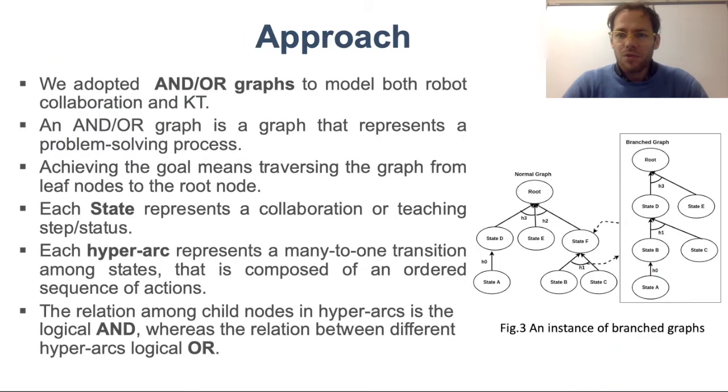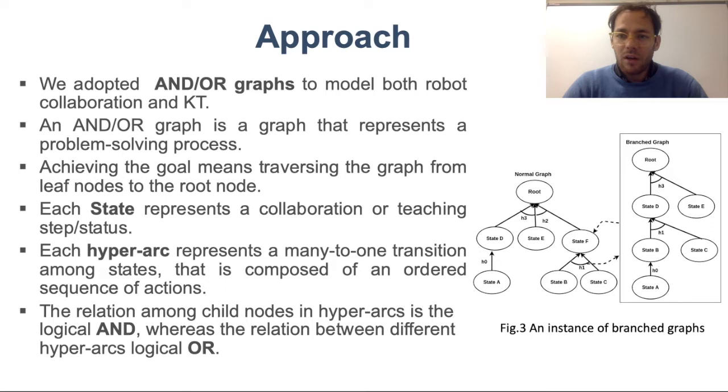In our approach, we adopted AND/OR graphs to model both robot collaboration and kinesthetic teaching methods. You can see an instance of such a graph in the figure. The left side figure is a normal graph that is used to model collaboration tasks, while the right side of the figure, the branch graph, is created by human intervention and used for kinesthetic teaching.